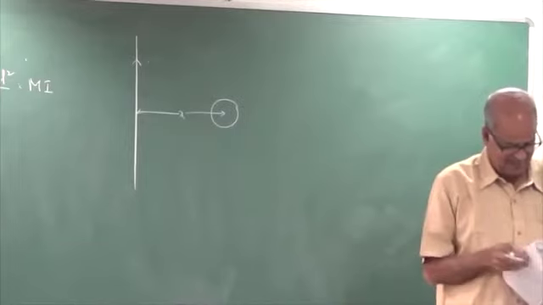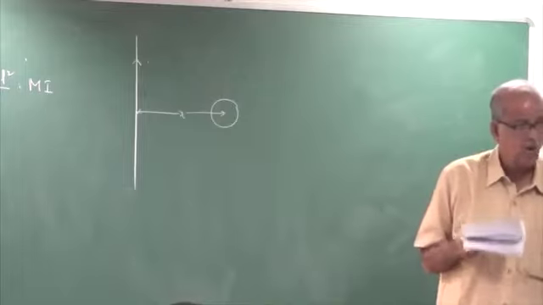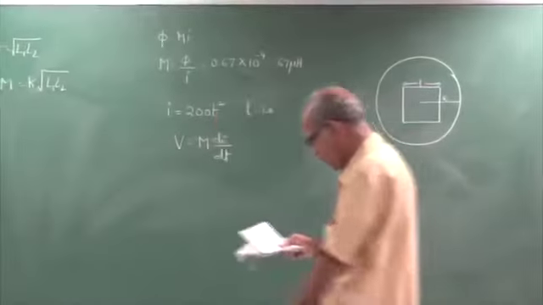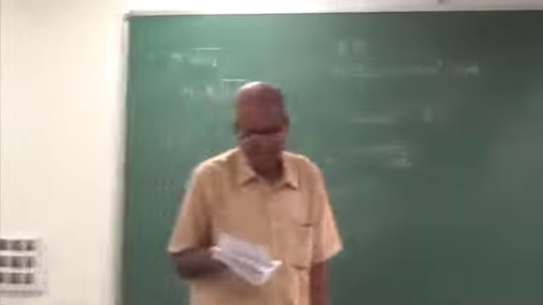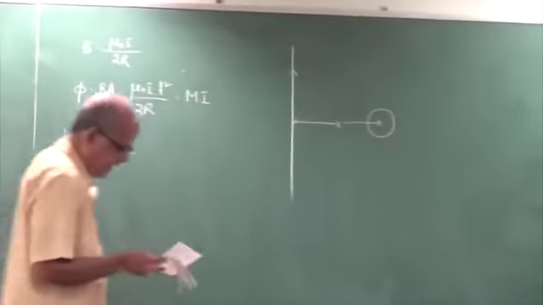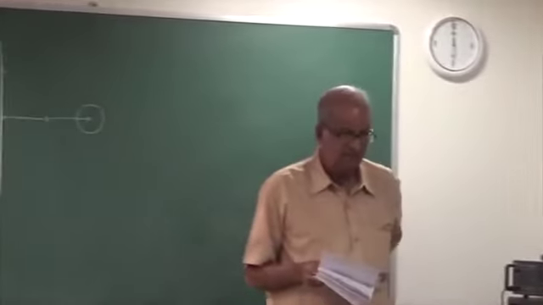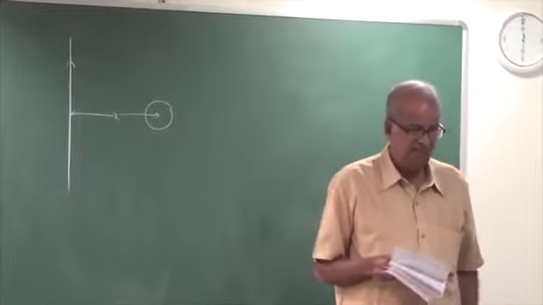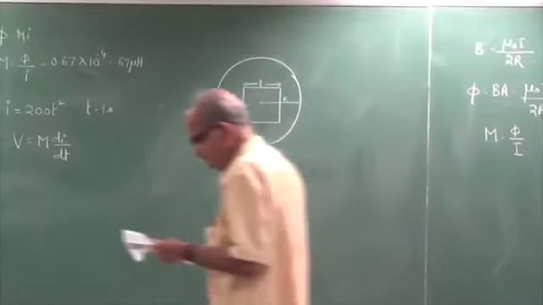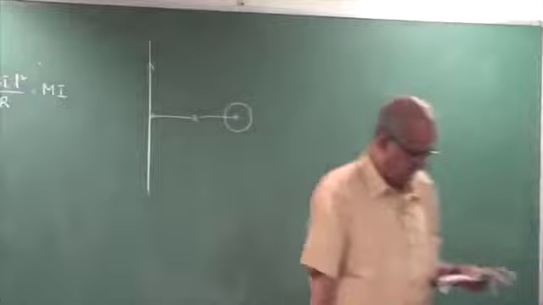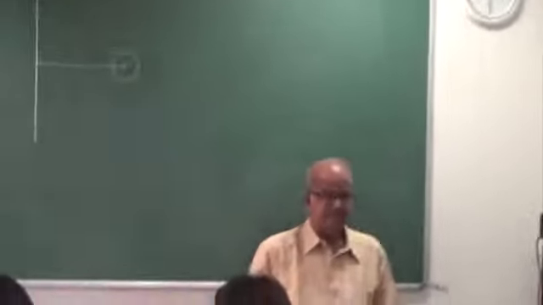We will try one last simple problem. After that, we'll go away. How much work has to be done to increase the current from 1.1 amp to 2.2 amp in a coil of self-inductance 250 millihenry?